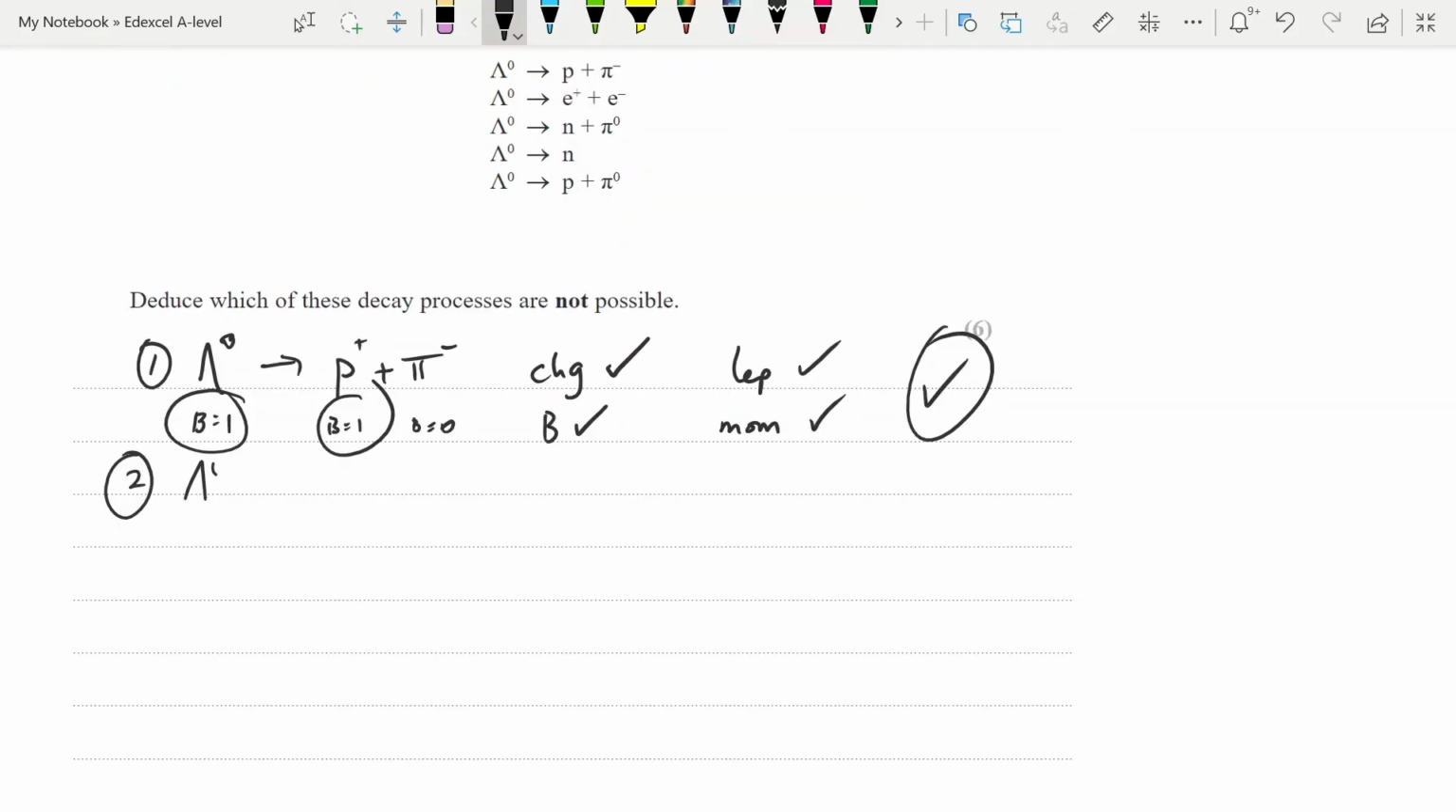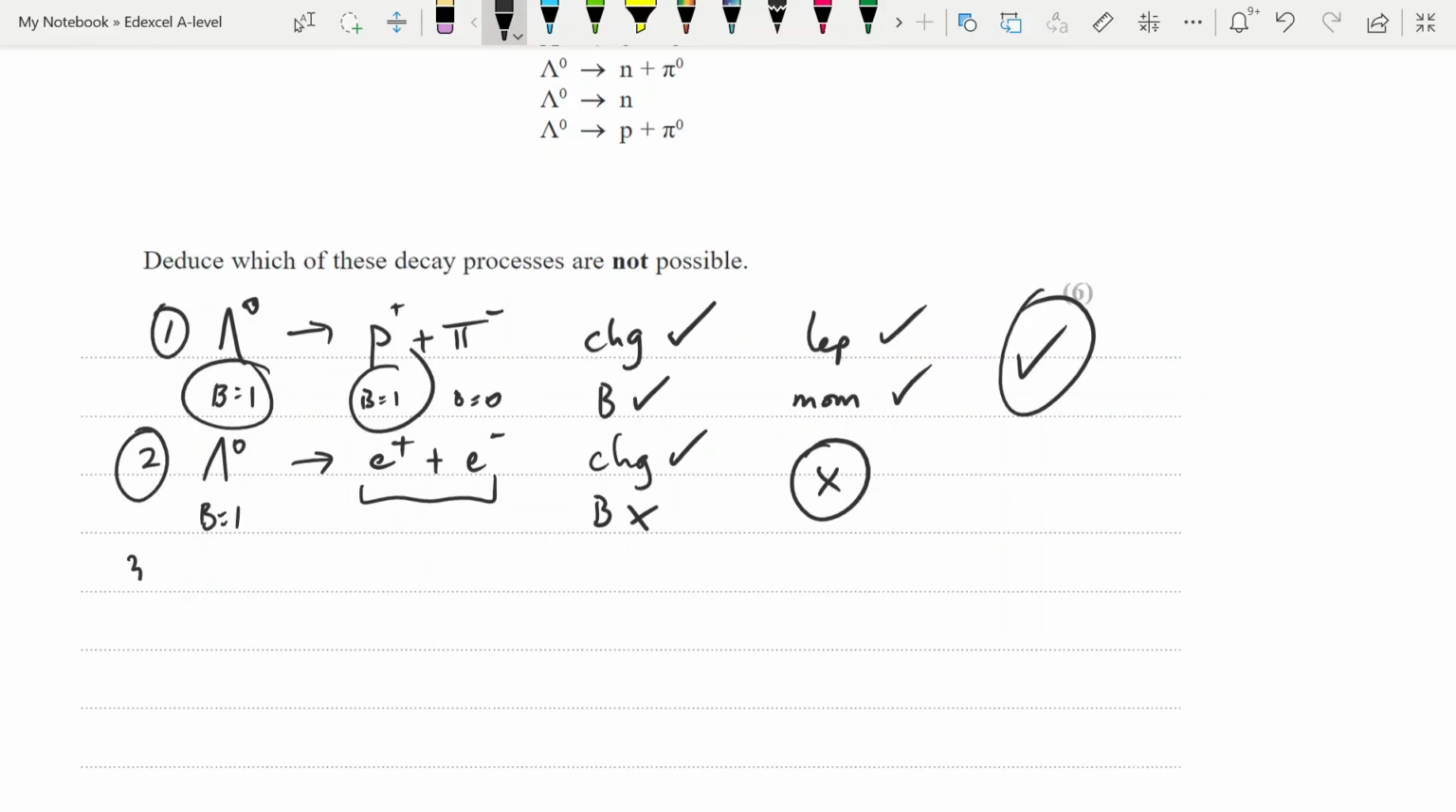Let's now look at number 2. In terms of charge, this is good, because we've got plus and minus on the right and we had neutral on the left, so charge is conserved. What about our baryon numbers? We had a baryon number of 1 on the left, and we have 2 leptons over here which don't have a baryon number at all. So our baryon number is not conserved, and therefore interaction 2 is not possible. Number 3.